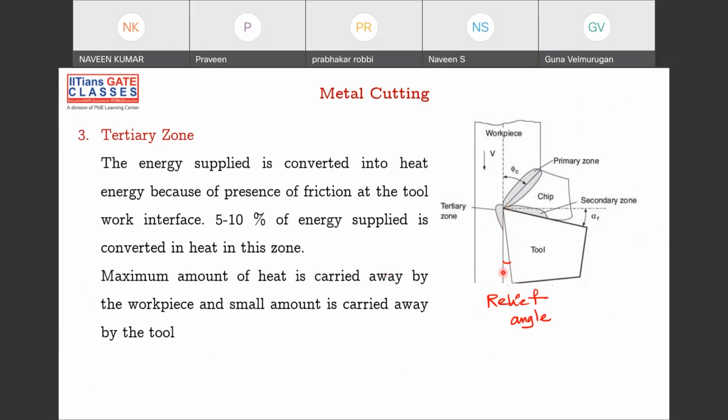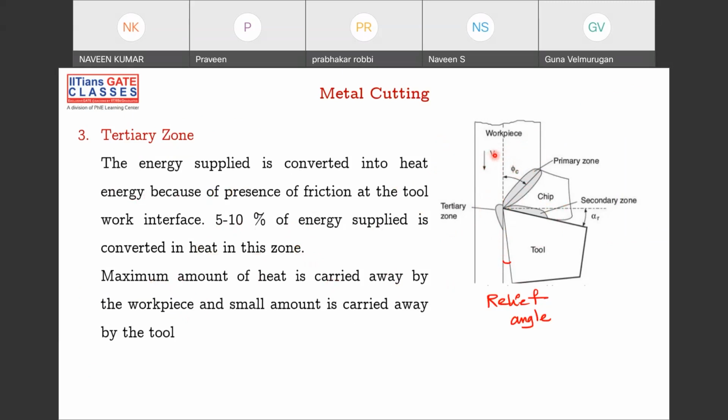Clearly I mentioned here, this is your relief angle and this is your velocity, everything is clear, right? So the energy supplied is converted into heat energy because of the presence of friction at the tool-workpiece interface, and 5 to 10% of energy is converted into heat in this zone. And here you remember, the maximum amount of heat is carried away by the workpiece. Here the workpiece has more volume, right? Because of that, a good amount of energy is taken away by the workpiece.